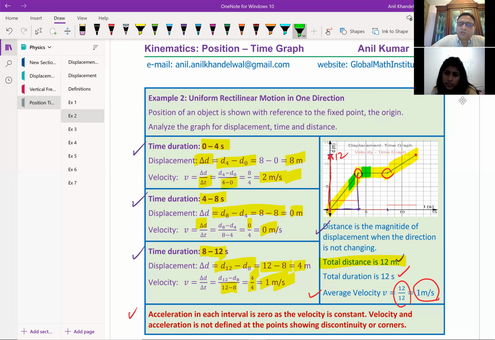Is that clear to you? So at corners, they are not defined, right? Wait, is it both acceleration and velocity? Yes, both, because velocity is also rate of change of displacement. So it seems to be 2 when you are approaching and 0 after that. So we don't know at the corner which one to take. So there is an ambiguity, right? Perfect. So both acceleration and velocity are undefined at corners and discontinuities.